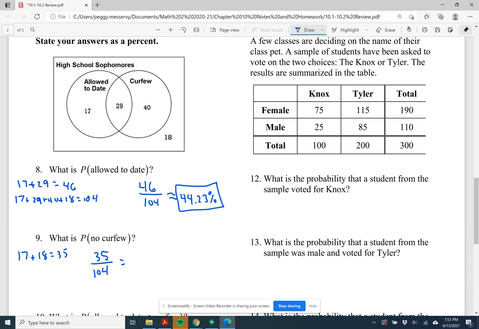We'll make that a percent. It's 33.65%. I'll use my little approximation symbols. 33.65%. And we're done. Okay, problem number 10.